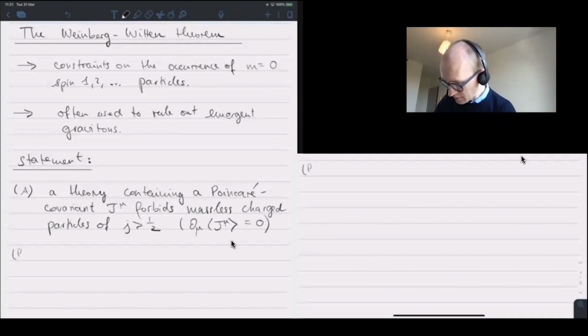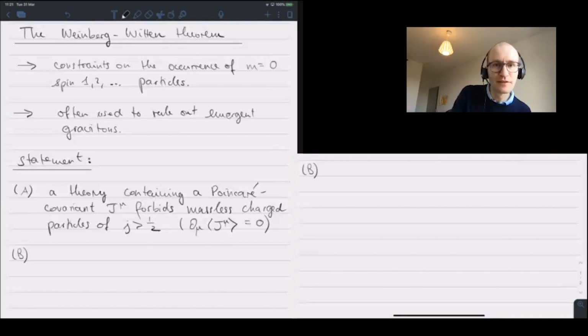Now B, the one that, in some sense, in its conclusion is more interesting for us. I'll state it: a theory containing a Poincaré covariant T mu nu forbids massless particles which are charged under T mu nu of spin J strictly greater than 1. Sorry, by the way, let me look at the participant window again so I can see if people are raising their hands. Okay, good.